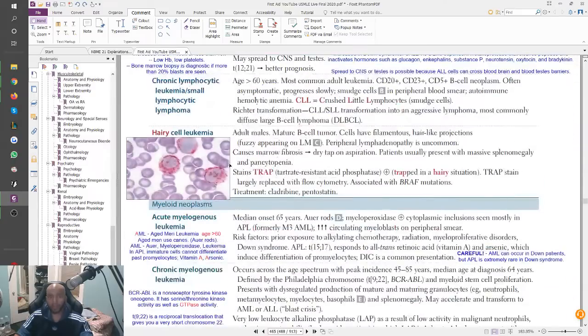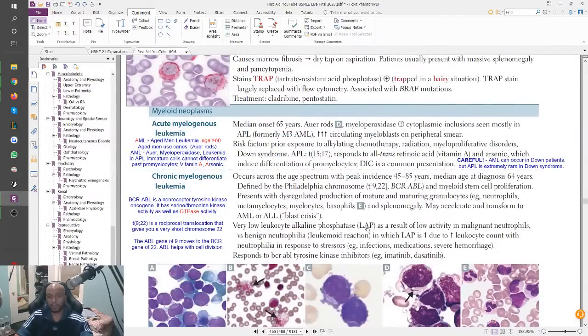There's one more difference you have to remember, because that is tested. It's this, leukocyte alkaline phosphatase. In CML, your leukocyte alkaline phosphatase will be low. LAP is only high when you're actually trying to fight infection, right? But here it's low. It's low because you're not fighting infection.